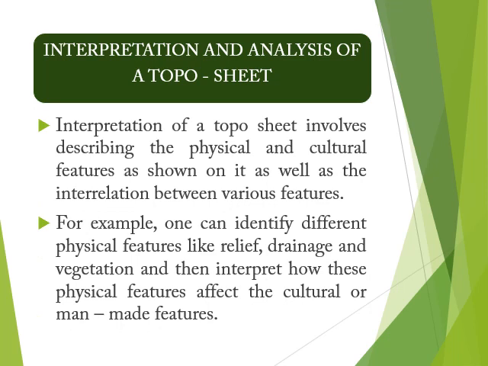Next is the interpretation and analysis of a topo sheet. Interpretation of a topo sheet involves describing the physical and cultural features as shown on it, as well as the interrelation between various features. For example, one can identify different physical features like relief, drainage, and vegetation, and then interpret how these physical features affect the cultural or man-made features.